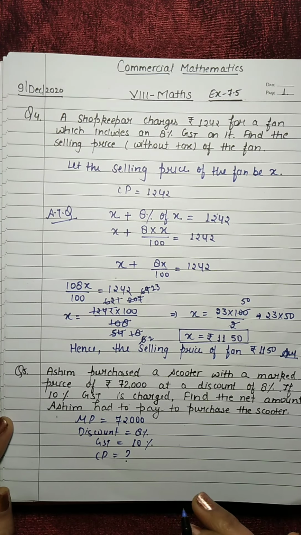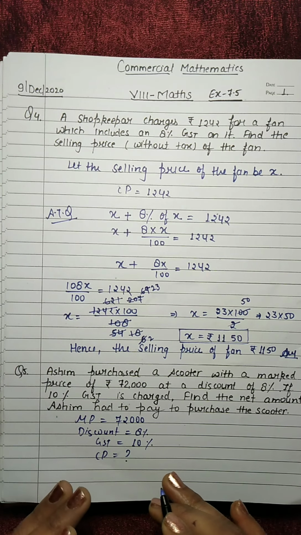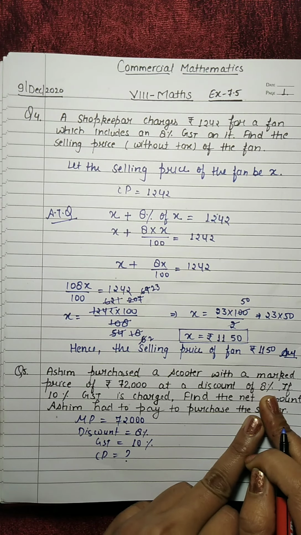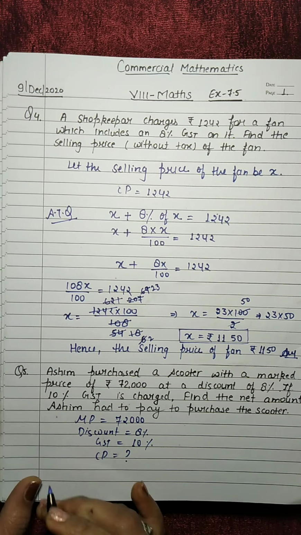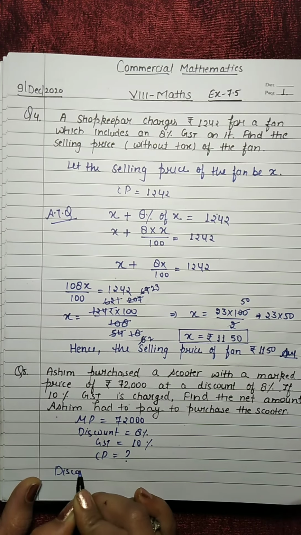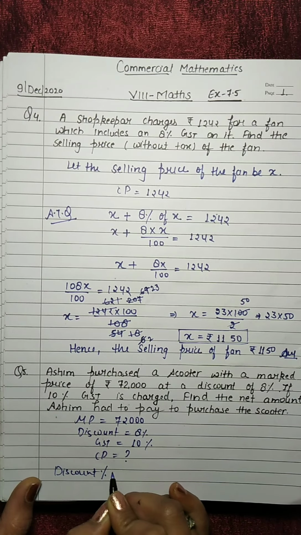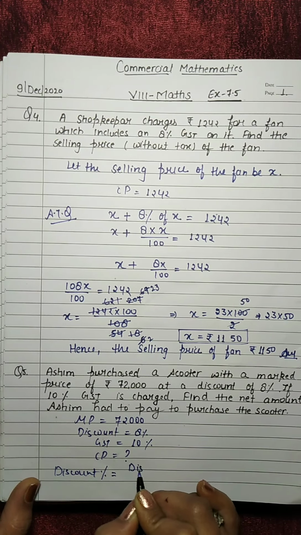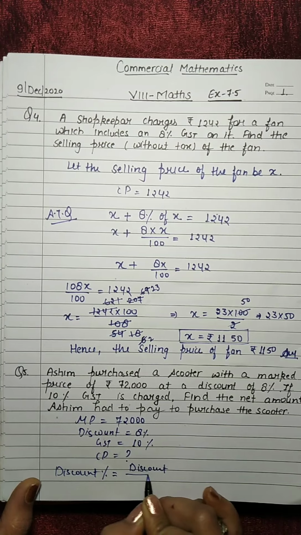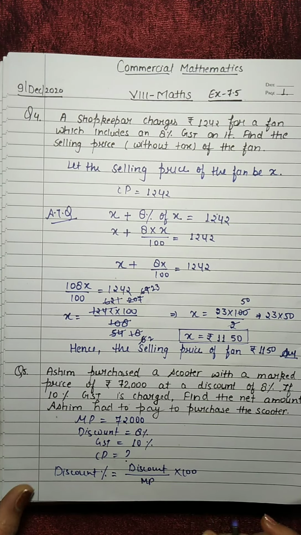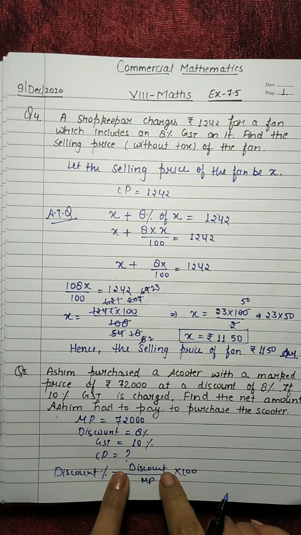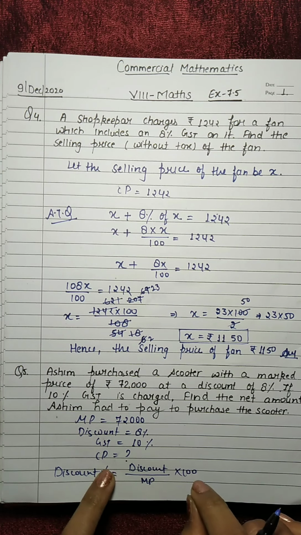That means CP. Is that clear? So students, first of all we have discount percentage, so we will use this formula here. Is that clear? Okay, so that means discount percentage here, that means discount upon MP into 100. Okay students, we can find what is the discount in rupees.